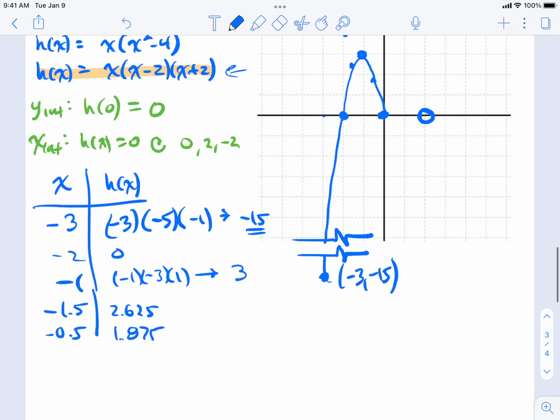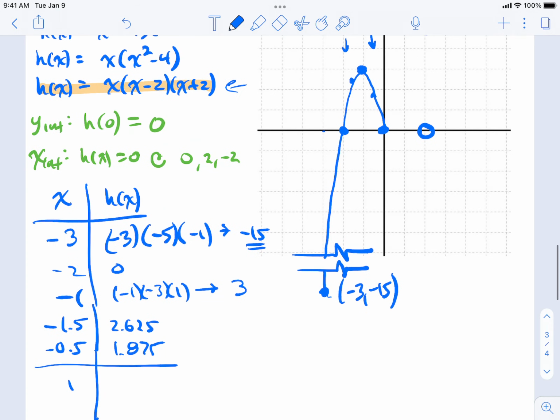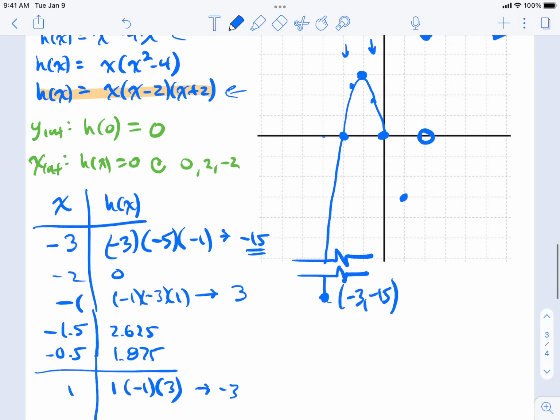Okay. What happens when we go over here to x equals 1? In my factored form, I'd have a 1 times a 1 minus 2, which is a negative 1, times a 1 plus 2, which is a 3. So that's a negative 3. Well, how do you like that? Kind of a symmetry of sorts there, huh?